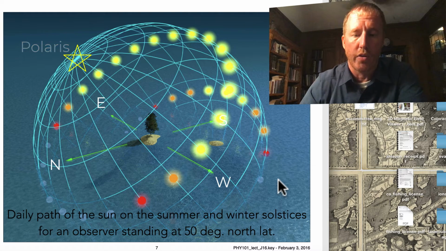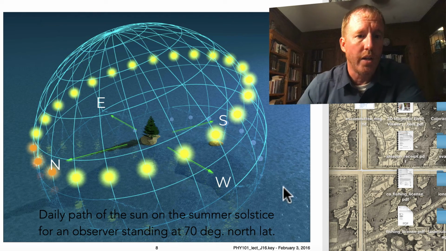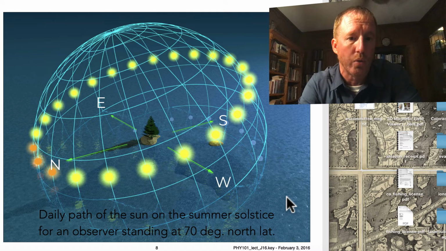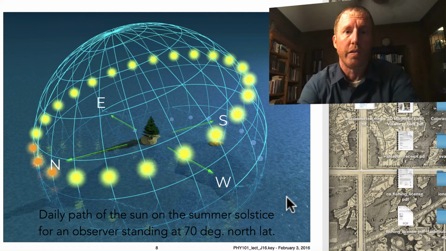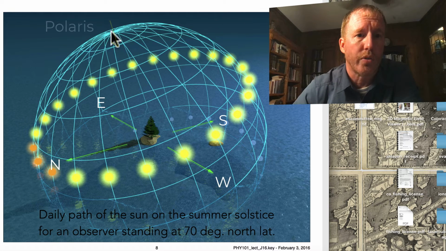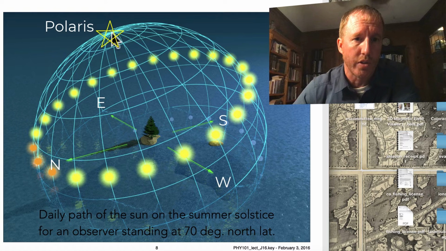Let's walk even farther north. That's the next slide. Here, this is the daily path of the sun on the summer solstice for an observer standing at 70 degrees north latitude. So this would be someone who's standing above the Arctic Circle, which is at about 67 degrees north latitude. Notice how the North Pole, or the pole star, is nearly overhead for this observer.